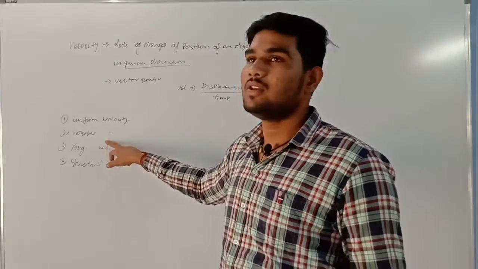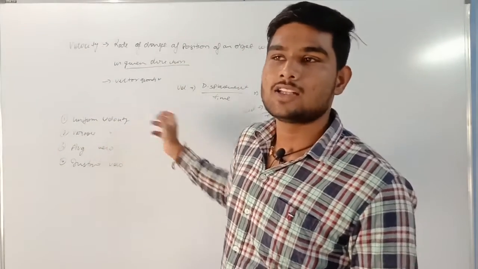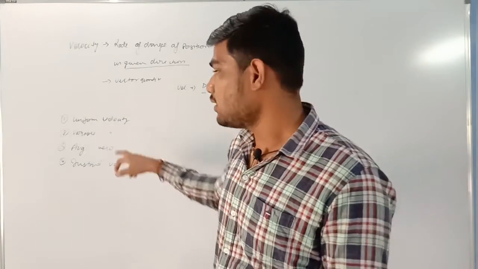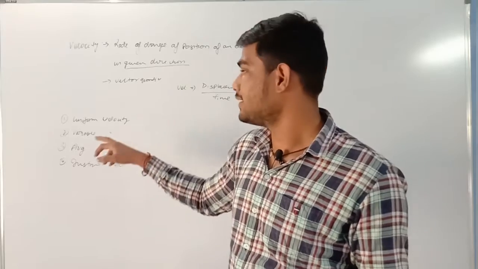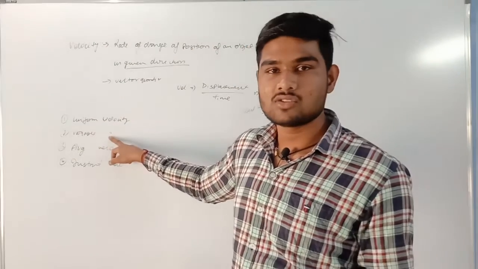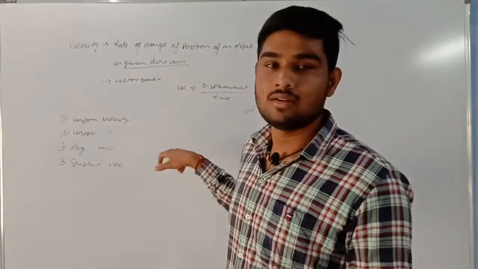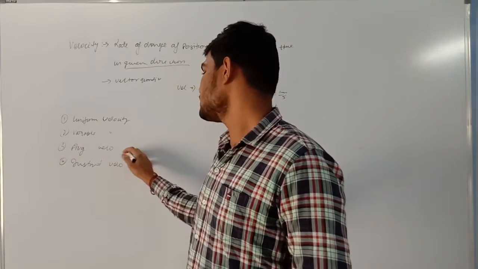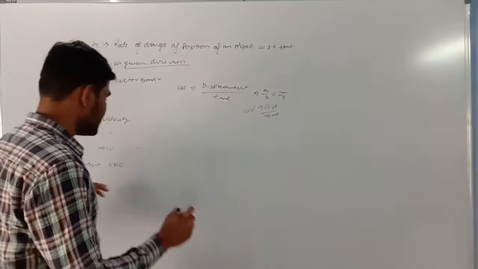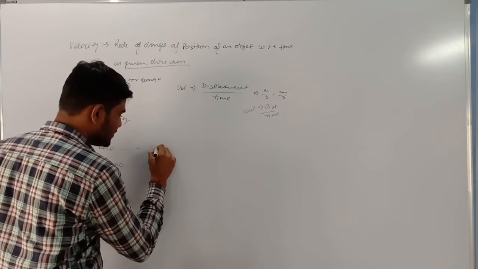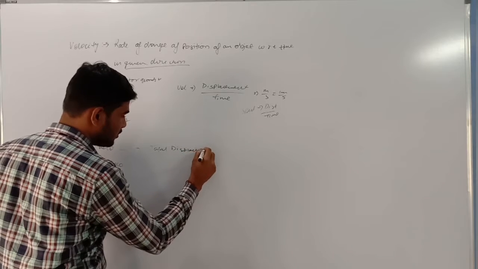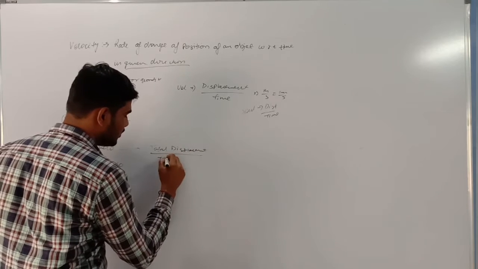Variable velocity and variable speed, as I explained previously, are the same. There distance was calculated, and here displacement will be calculated. So what is average velocity? Average velocity is total displacement upon total time.